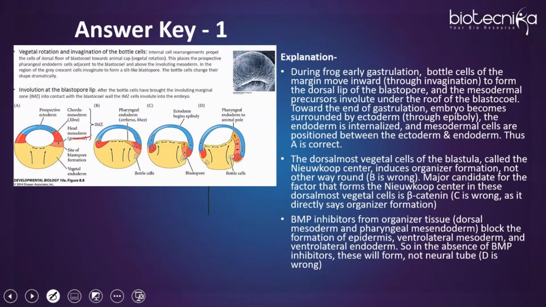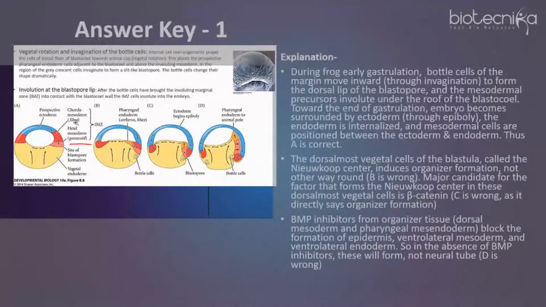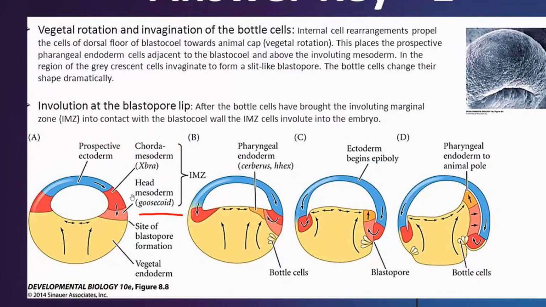So what parts are there in the inner marginal zone? The ones which will form head mesoderm. There a molecule called goosecoid is expressed. As you can see, this part will form head mesoderm, where goosecoid is expressed. And this part is going to form chorda mesoderm later, which is expressing XBRA. So we will be talking about this later. Remember it. This part is XBRA and this part is goosecoid, and you can see that here the blastopore formation will be taking place.